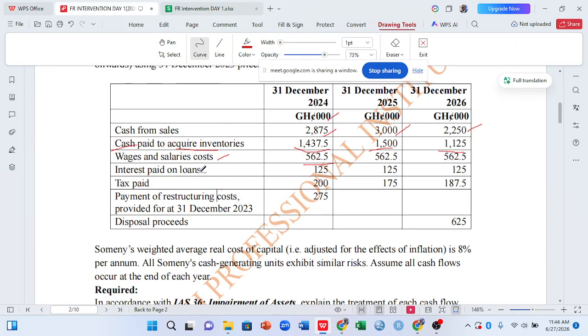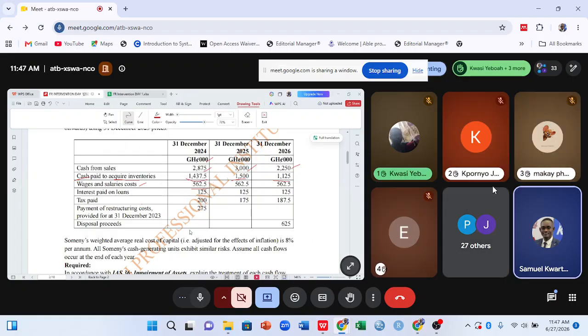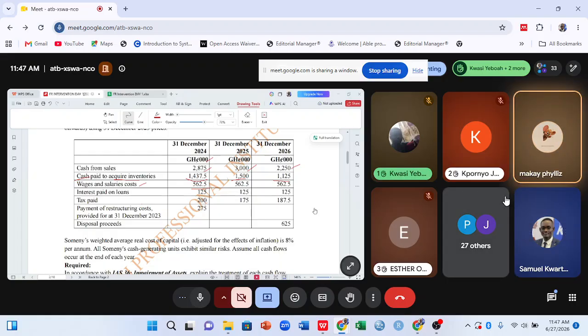And the next one we have is interest paid on loans. Are we going to consider interest paid on loans? No. Why? Felix, your hand is up. I think it's an expense that does not affect the cash of the company, so we wouldn't consider it.